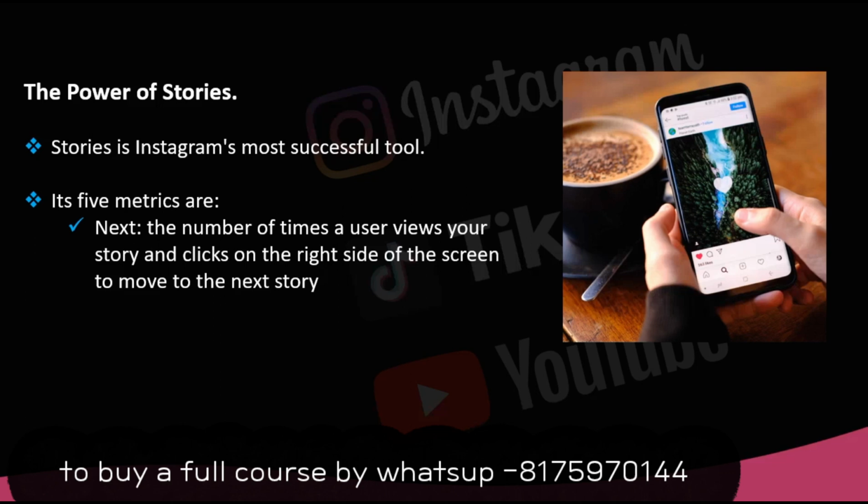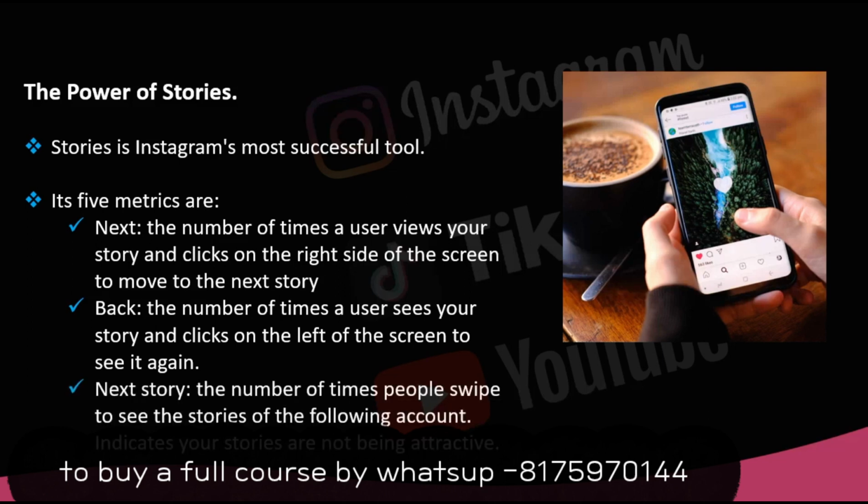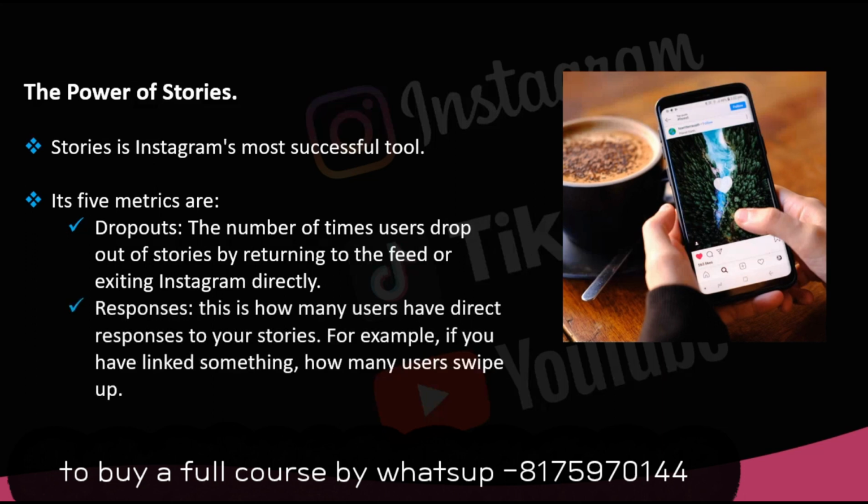Next: the number of times a user views your story and clicks on the right side of the screen to move to the next story. Back: the number of times a user sees your story and clicks on the left of the screen to see it again. Next story: the number of times people swipe to see the stories of the following account. This indicates that your stories are not being attractive. Dropouts: the number of times users drop out of stories by returning to the feed or exiting Instagram directly. Responses: this is how many users have direct responses to your stories. For example, if you have linked something, how many users swipe up?